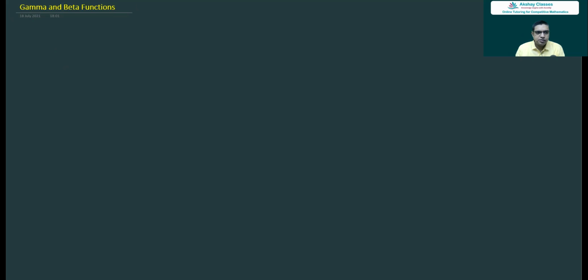So the first one is we'll discuss gamma. Sometimes they are discussed in reverse order, but we will start discussing with the gamma function. It's gamma function, not functions.